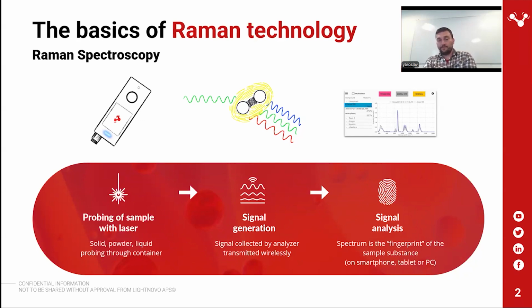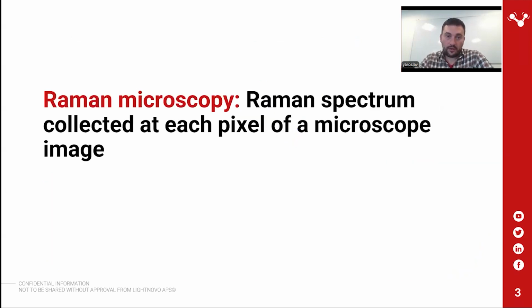Then the signal can be analyzed, and in many cases you would like to know the fingerprint of the substance and to identify the substance. When we talk about Raman microscopy, a Raman spectrum is collected at each pixel of a microscopy image, and you get hyperspectral Raman data.